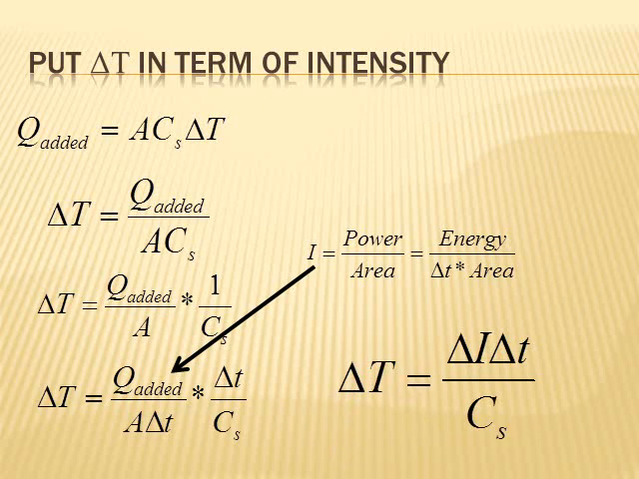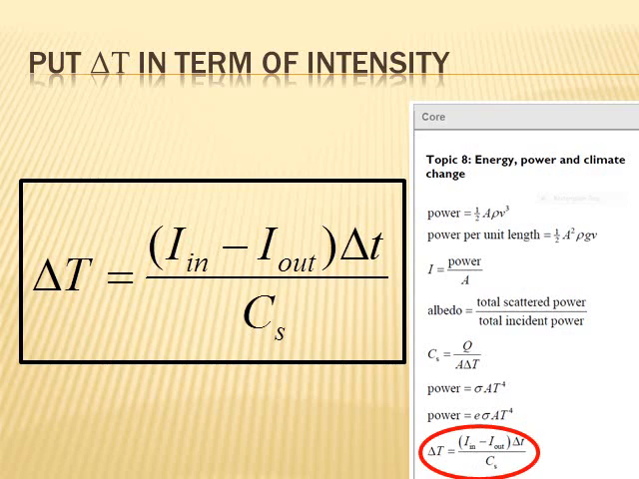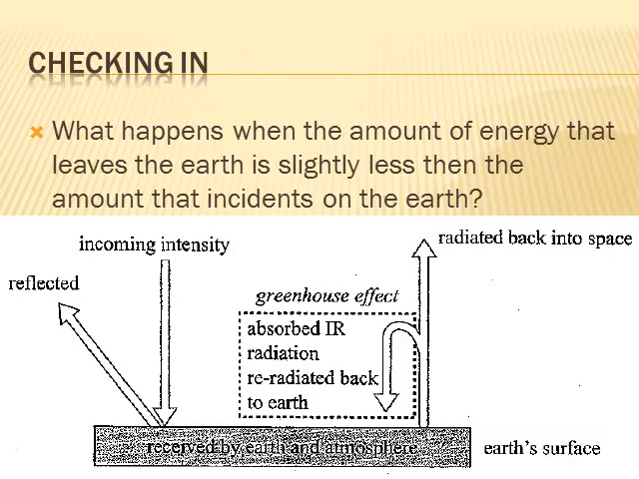Or we can rearrange, and we finally get the equation: change in temperature is equal to your change in intensity written out this way. In other words, your intensity in, meaning the stuff you absorb, minus intensity out, meaning the stuff you emit out. That's how much your change in intensity would be, because you're absorbing some and then spitting it back out. So change in temperature is equal to intensity in minus intensity out, all times the amount of time it's been absorbing for, divided by Cs, which is, again, the surface heat capacity. This equation is also found in your IB data booklet. You just need to know what the variables are, what they represent, what to do with them, and how to calculate it.